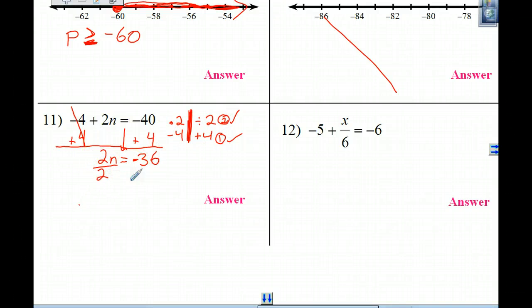Directly underneath the 2. What's 2 divided by 2? 1. So we have 1n, not 0n. If we had 0n, would be a problem. 0 times n would be 0. We have 1n. Negative 36 divided by 2. Negative 18. And again, you can plug it back in and see if it actually works, if you have the time. And time is like what? 2 seconds, 5 seconds maybe? Something more?